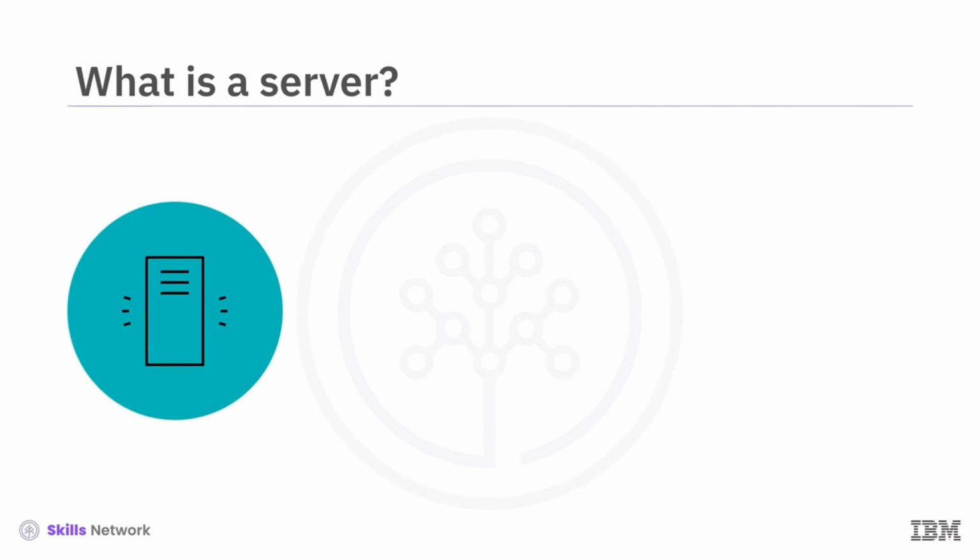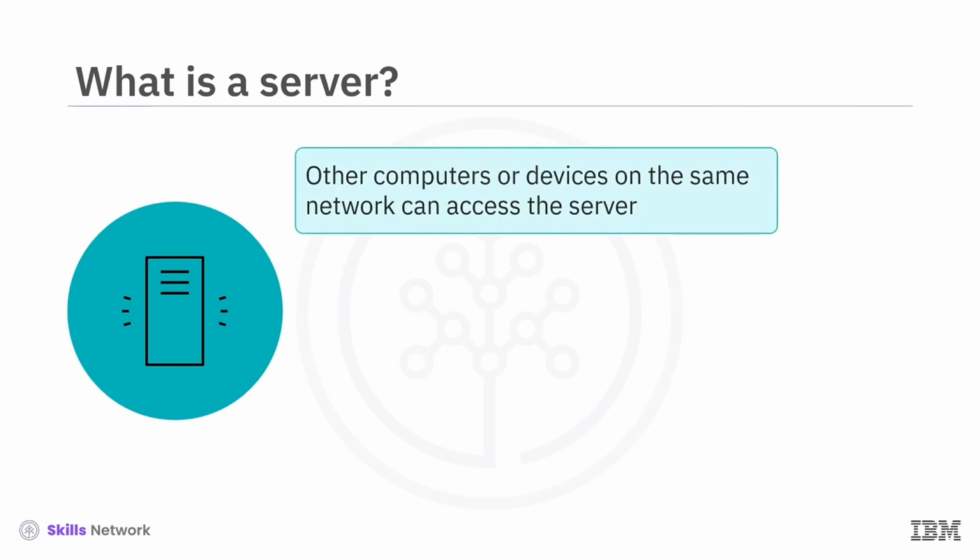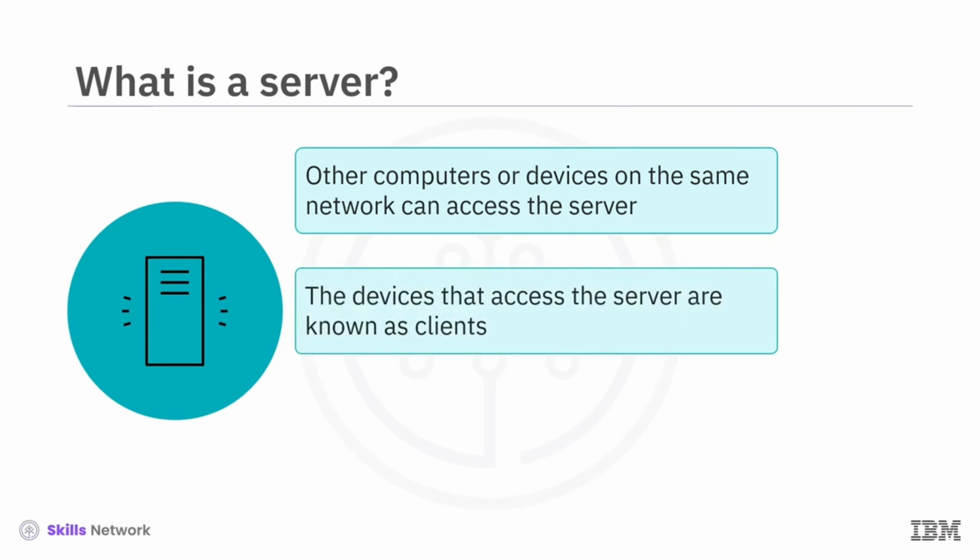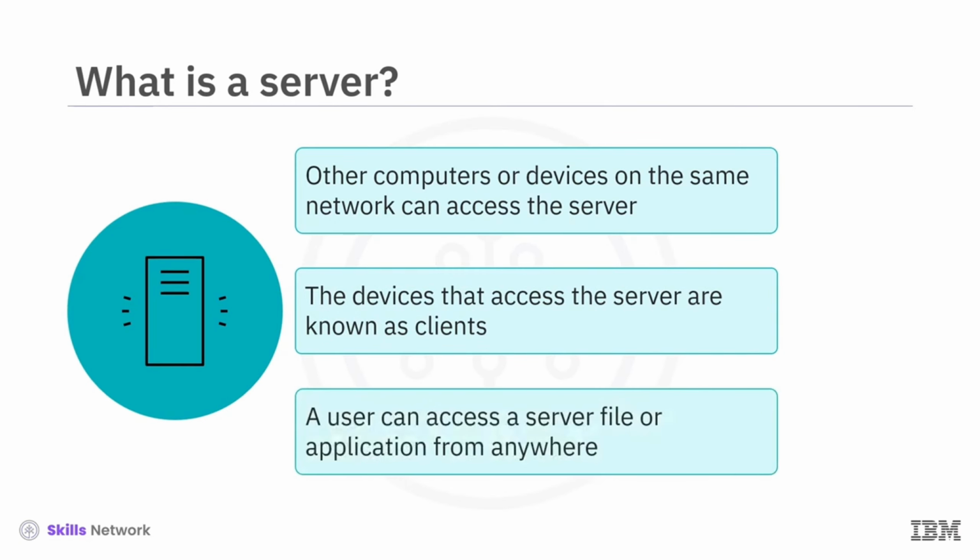A server is a powerful computer that stores files and applications. Other computers or devices on the same network can access the server as a central place to store information or use applications. The devices that access the server are known as clients. The server controls the level of access that clients have. A user can access a server file or application from anywhere if they use a client that is connected to the server's network and has the proper level of access, usually password-based.